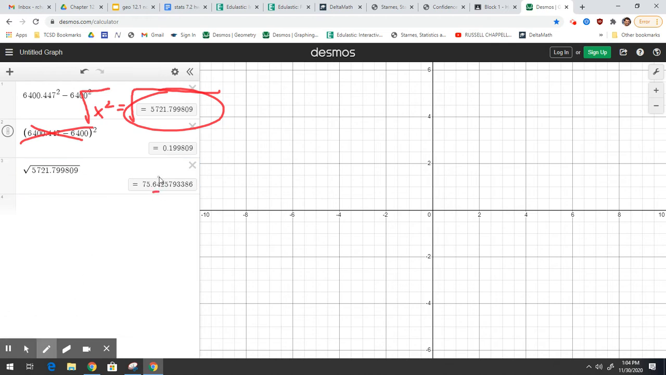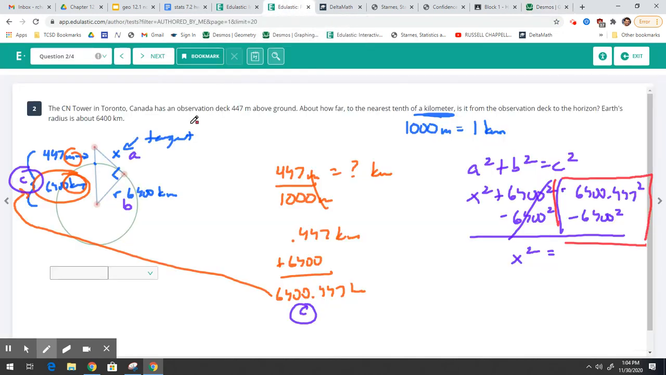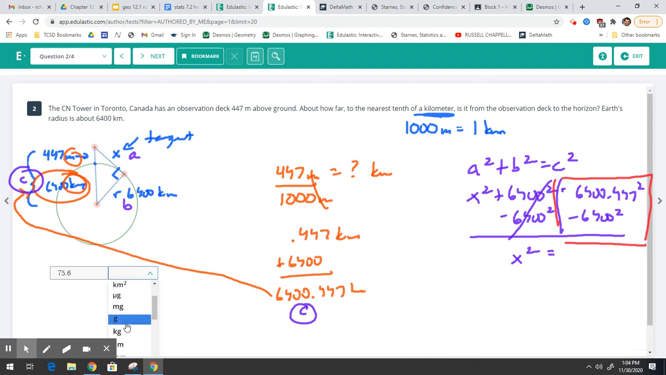The 6 is in the tenths place. The 4 does nothing to the 6. So this is 75.6, and that would be kilometers. 75.6 kilometers. That's how far out we can see from that observation deck. So in that problem, 75.6, and don't forget to choose the correct units. That would be kilometers. There we go. Okay. So again, just a Pythagorean theorem application. All right, next problem coming.